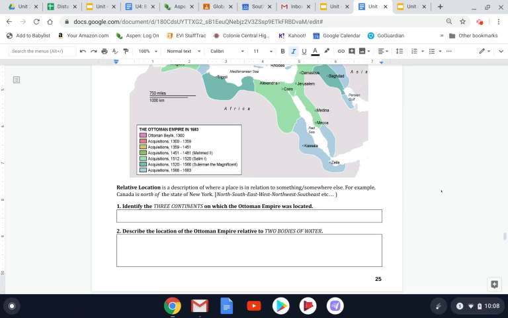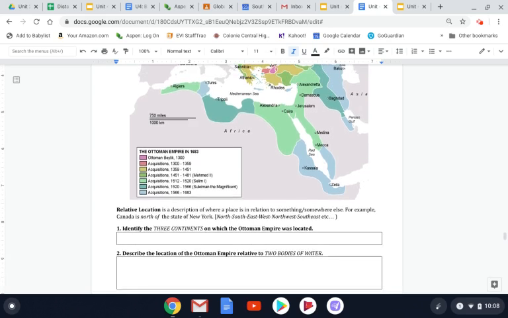So the 2 questions that we're looking for are identify the 3 continents on which the Ottoman Empire was located once their territory is completely expanded, and describe the location of the Ottoman Empire relative to 2 bodies of water that we see on the map. So to do this with you, I'm going to jump over to our slides so that you guys can fill in things as we go along.